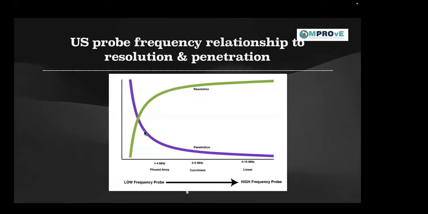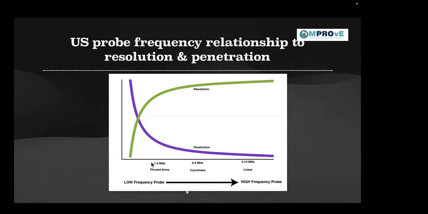So this is a relationship between frequency and resolution. On your x-axis, you have your resolution, and on your y-axis, you've got the frequency of the probes. You can see the phased arrays, the ones we use for echoes, sometimes for head scans and the deeper vascular structures in the abdomen. You can see it's a very low frequency, so you can imagine it can go to very deep organs. With low frequencies, your penetration, depicted by this purple line, is quite high. So you can see very deep structures with this, but at the cost of your resolution. You don't see a very crisp or high definition image of that.